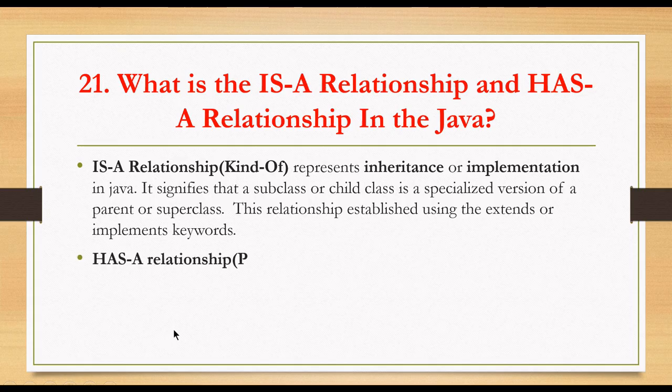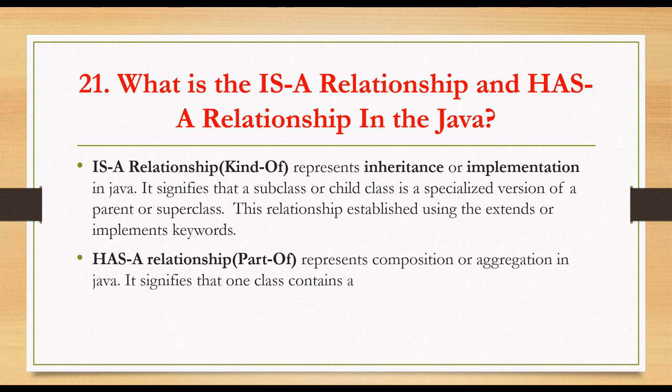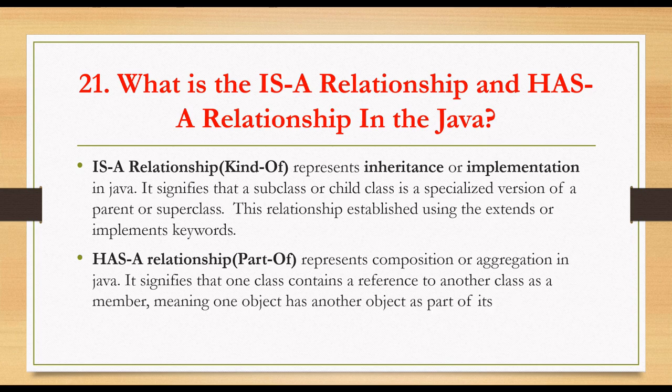The second one is the has-a relationship. The has-a relationship is called a part-of relationship. It represents composition or aggregation in Java. It signifies that one class contains a reference to another class as a member, meaning one object has another object as a part of its state. So to achieve the has-a relationship in Java we use composition and aggregation. Let's see in the example how the has-a relationship is achieved in Java using composition.